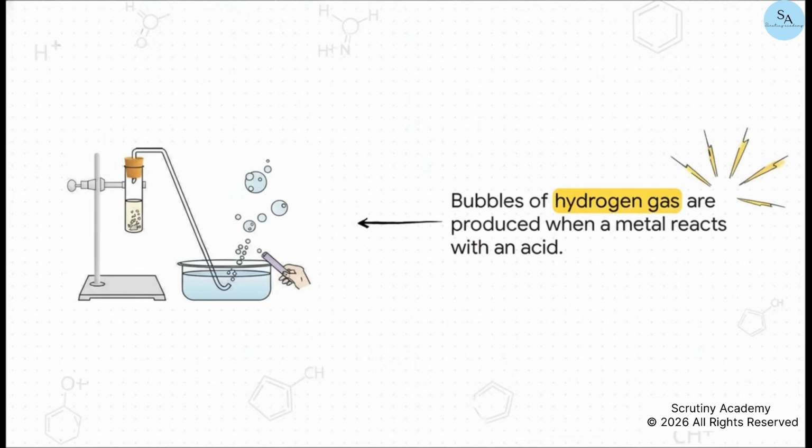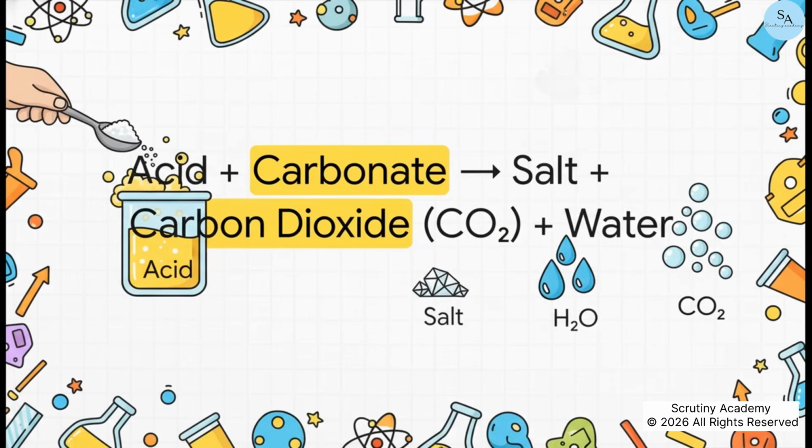And here's a perfect picture of it. See this? When a piece of metal, like zinc, gets dropped into acid, you can literally see it happening. Those bubbles are the hydrogen gas being created right there. Okay, on to reaction number 2. This one is with carbonates. Think of things like baking soda or even crushed up eggshells. Add acid to that, and you get 3 things: a salt, water, and carbon dioxide gas.